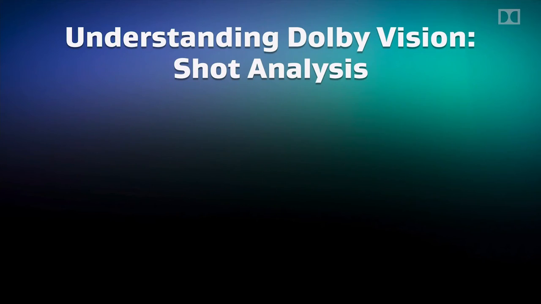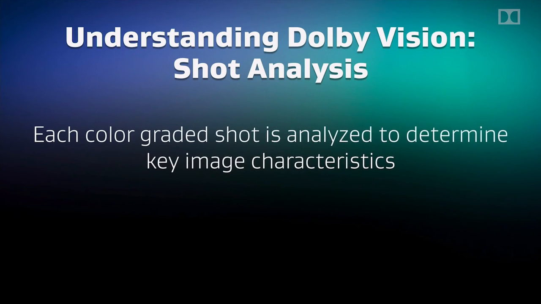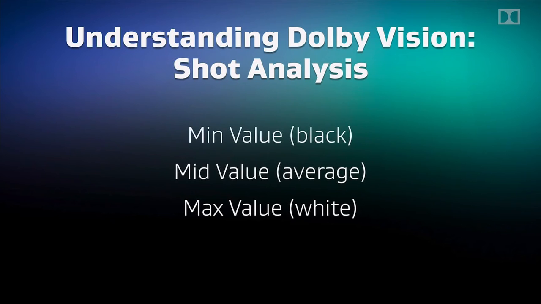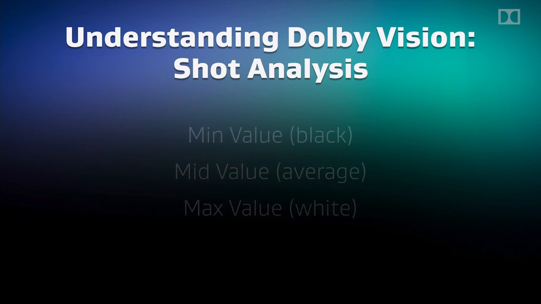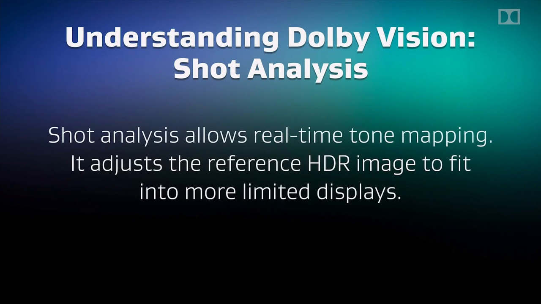So what does this shot analysis actually do? When a shot is analyzed, Dolby's algorithm examines every frame within the shot and characterizes each with a min, mid, and max value. These values represent the tonal range of the image, and they determine how to best tone map the HDR shot down to a much more limited SDR one.